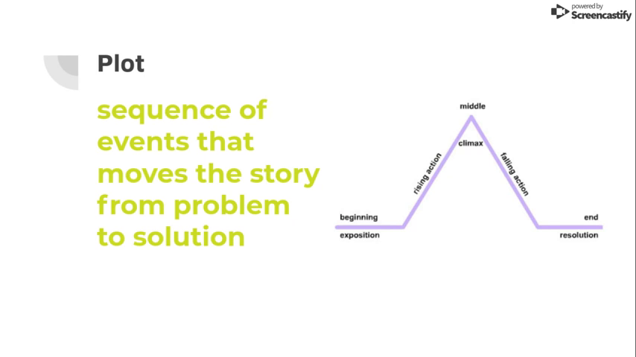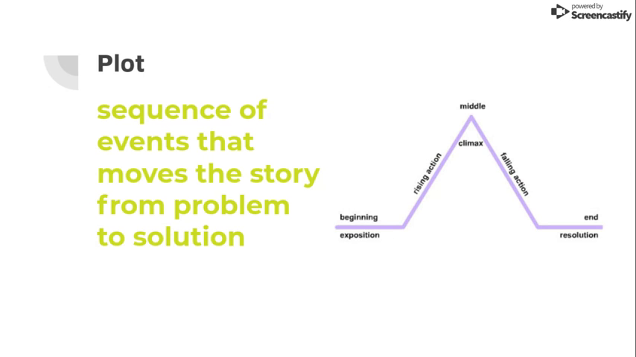The plot is a sequence of events that moves the story from problem to solution. I'm going to go through these with a bit more detail on the next slide with definitions. If you want to go ahead and label your plot line, go ahead and do that. The very beginning is either called beginning or exposition. We usually call it exposition in English class. That point where it goes from exposition to rising action is actually the initial conflict. And we will have that on the next slide, but it's not labeled here. But there is a little point right there where it starts to rise up, that's the initial conflict.